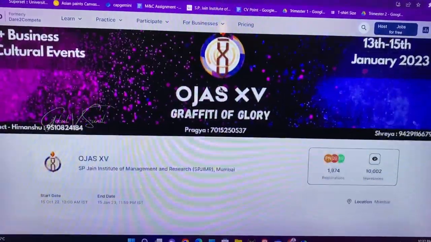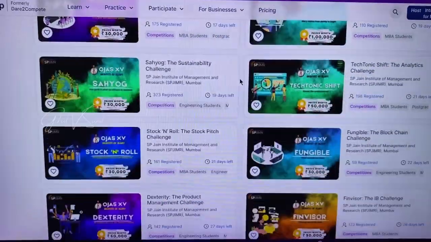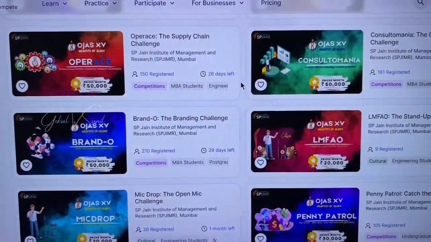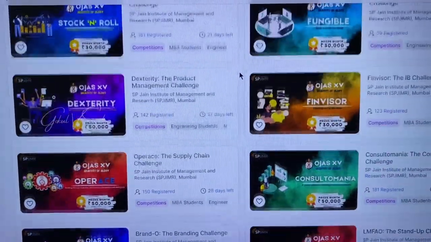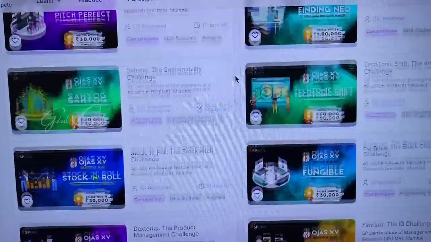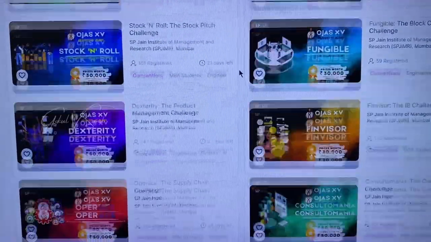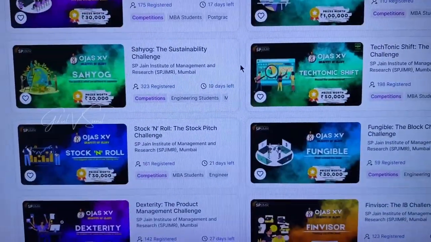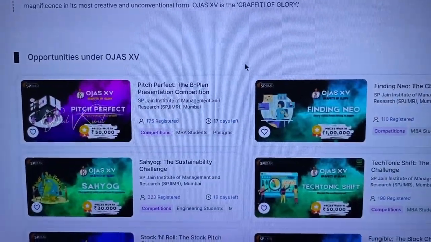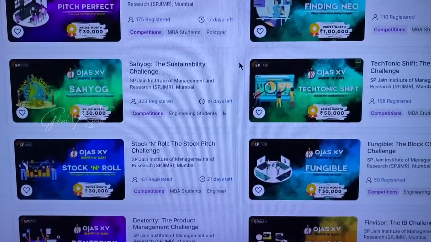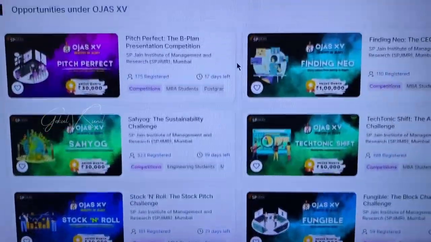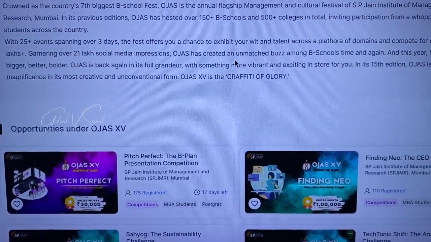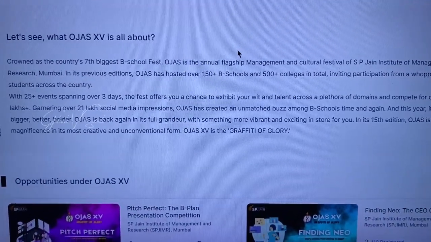Currently we have launched our first set of events on Unstop. All the events are here, and it's free registration, and the prize money ranges from 30,000 to 1 lakh rupees. People who are interested can surely look into this. We are providing cash prizes as well as national level certificates for almost all the events. Most of the events are open for UG as well as MBA students.